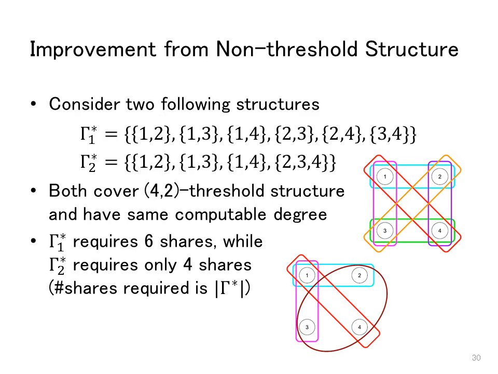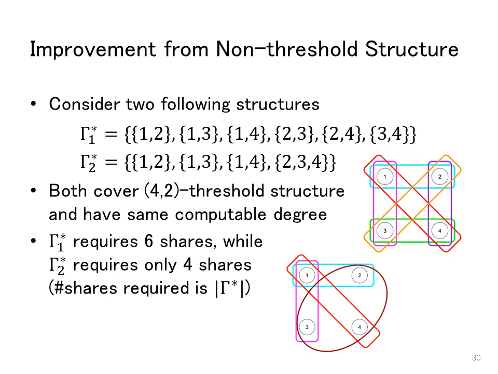Until now, we are only interested in threshold structures. However, non-threshold structures can also be useful. Consider the 2 following structures. The first non-access structure is a subset of the second one. Both cover the 2 threshold structure and have the same computable degree. Since the number of shares is equal to the size of the maximal non-access structure, the first one requires 6 shares, while the second one requires only 4 shares. So we may use the non-threshold structure instead of the threshold one.